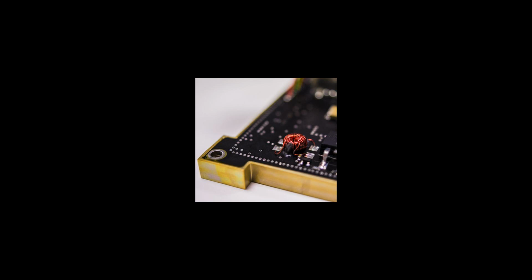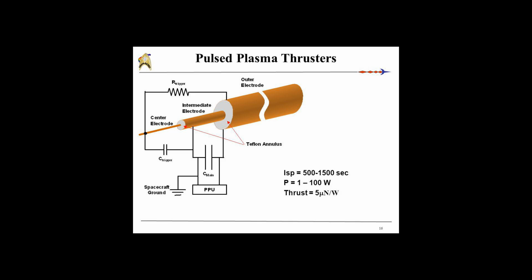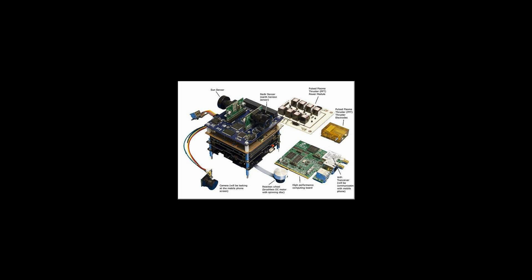Comparison to chemical propulsion. The equation for the change in velocity of a spacecraft is given by the rocket equation as follows. Delta V equals V_E ln(M_0/M_1), where delta V is the maximum change of speed of the vehicle, with no external forces acting.